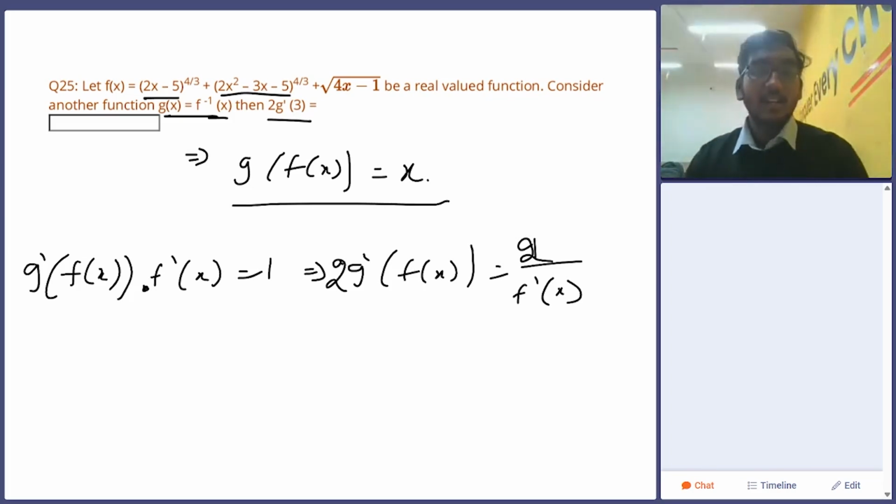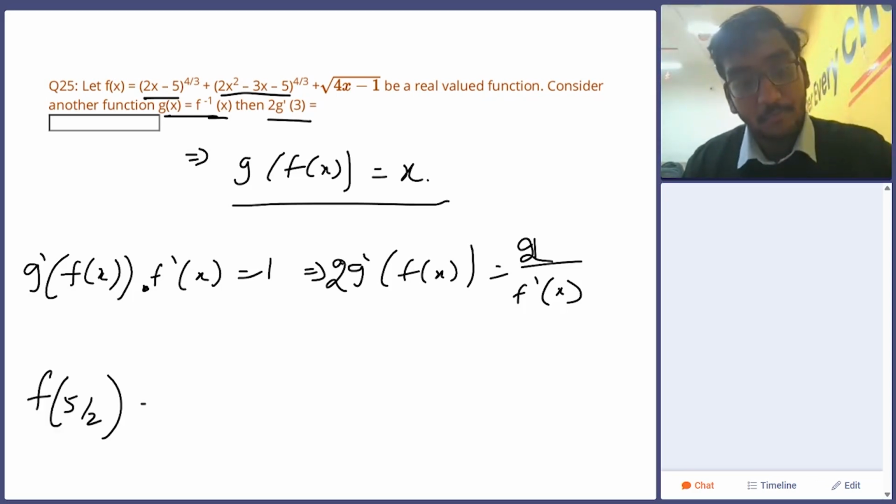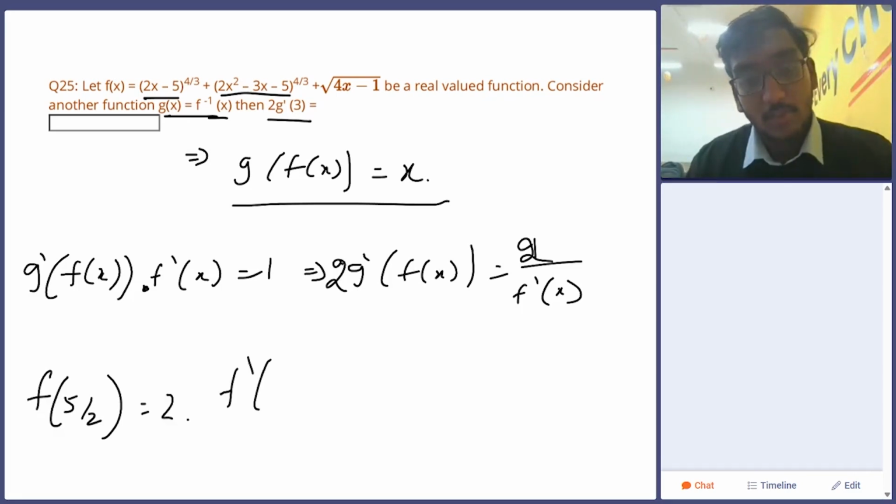So first determine, let's consider these two expressions. It's very clear that 5 by 2 will be a root of these two expressions, and as well the root of the derivative of these two expressions. So you can very well say that f of 5 by 2 will be what? These two will become 0 and it will be 2.